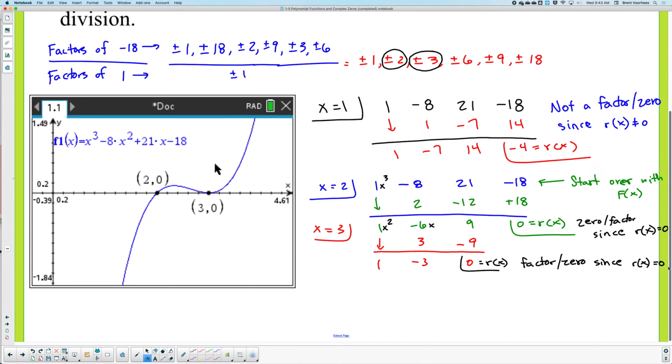Now, do I need to do another synthetic? No. What are we left with? X minus 3 equals 0. And how do you solve that one? You add 3. And x equals 3. So look at our zeros. What were our zeros? Was this a 0 or not a 0? Not a 0. So we're going to say our zeros are x equals 2 and 3.